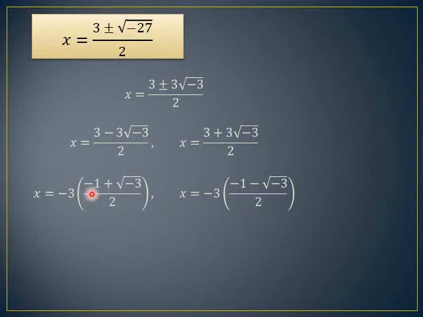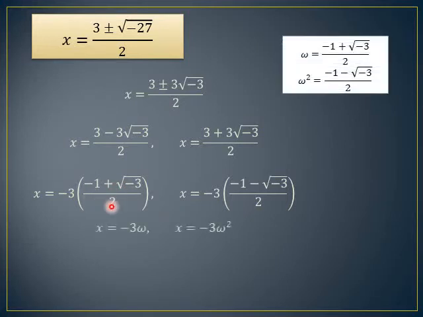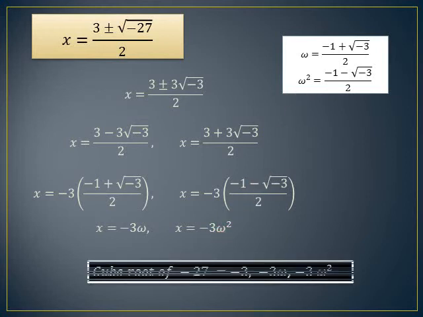What is the value of minus 1 plus under root minus 3 by 2? It is omega. And in the center, when we have the minus sign, the value is omega squared. So this minus 3 will remain the same, and instead of writing the bracket, I will write omega. Again the minus 3 will be with the answer, but instead of writing the whole bracket, we will write omega squared because it is equal to it.